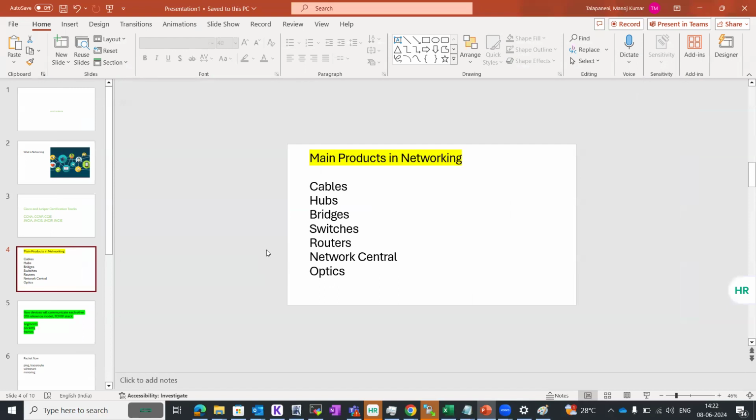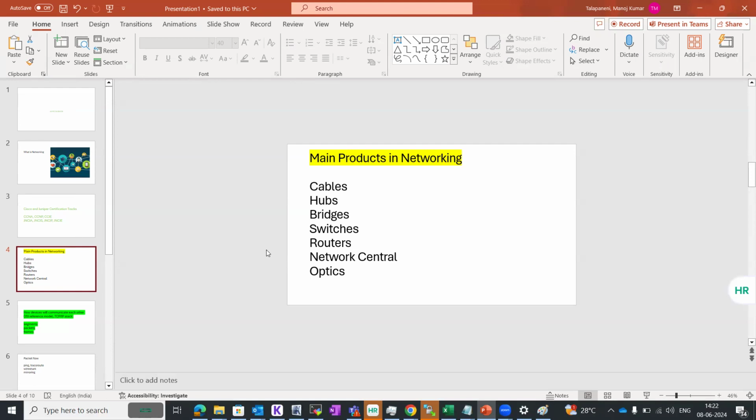Bridges are similar to switches, but with fewer ports. Switches have a lot of ports, like 60 or 40, even hundreds of ports, but bridges have very few ports, like 2 or 3. With bridges, we can overcome issues like collision detection.